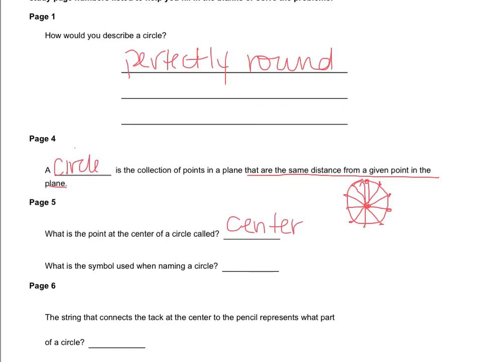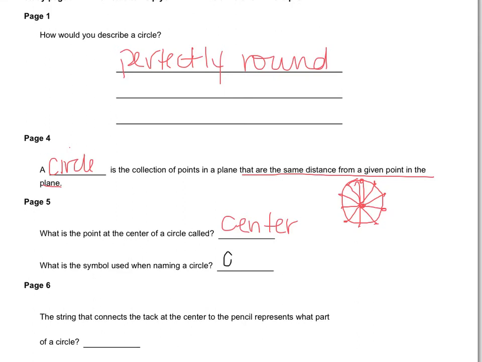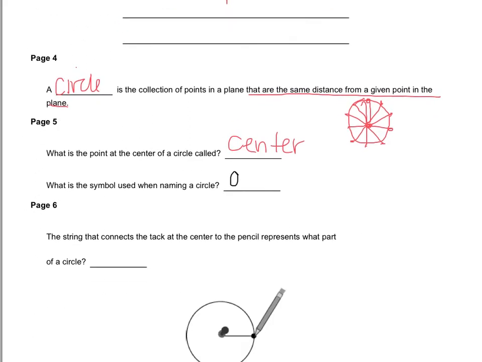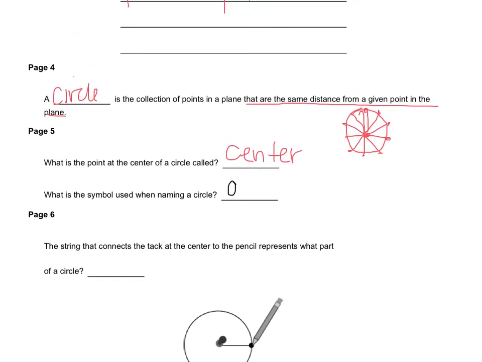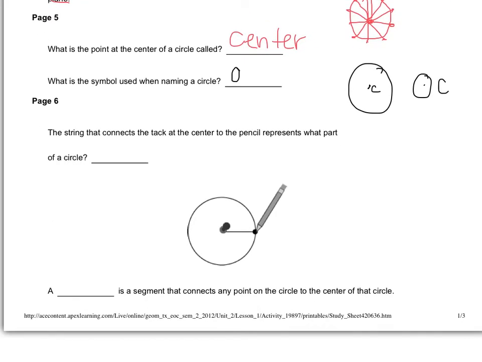And the symbol you use when naming a circle is you put a circle in front of it. So if I have a circle, and the middle is C, then I would label this as circle C, just like that. So you have this picture down here that says the string that connects the tack at the center to this pencil represents what part of the circle? Well, this distance right here is represented by the radius.